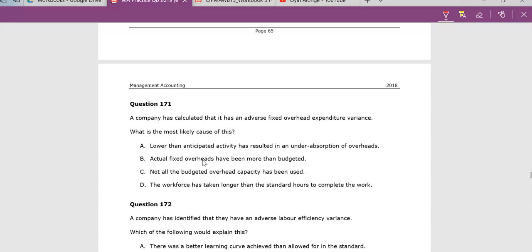Right, okay, so let's carry on with question 171. It's a bit of theory. We'll do 171 to 175.